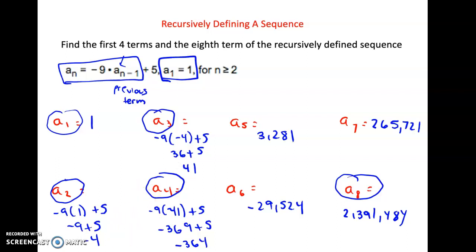All right, the next example, same process. So, oh, what does this mean, by the way? This means that n is the number of terms. That means you have to be looking for your second term or more.